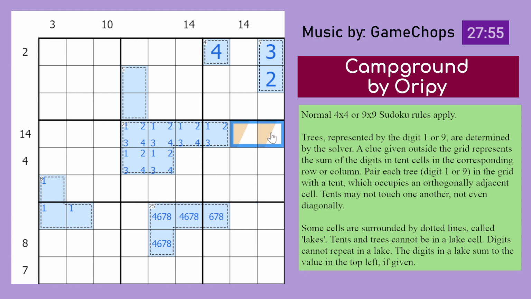So finally putting something else in the grid for once. Don't know where the tree for this tent would be. It could be beside itself. It could be above or below it. But that does mean that none of those are tents. Which helps what? The 4 clue maybe? We know that's not tent. Yeah, I think that's not tent either.